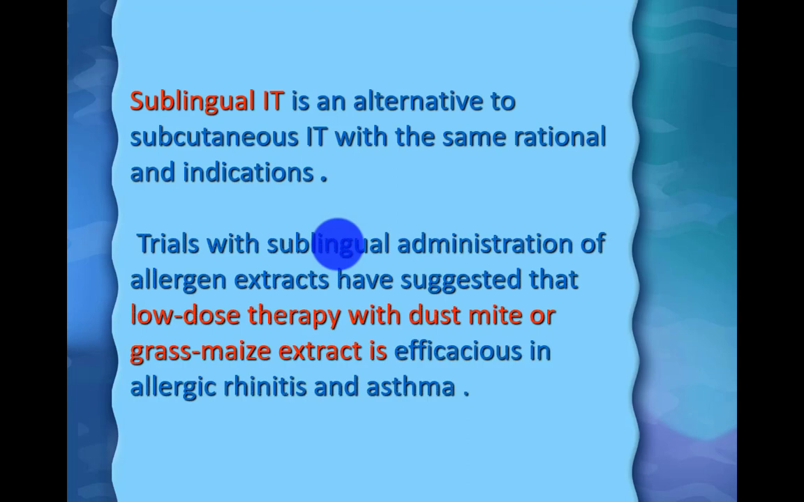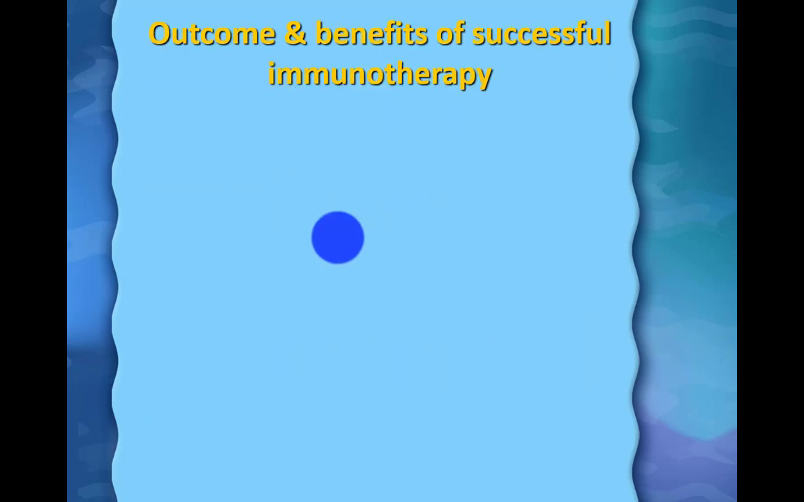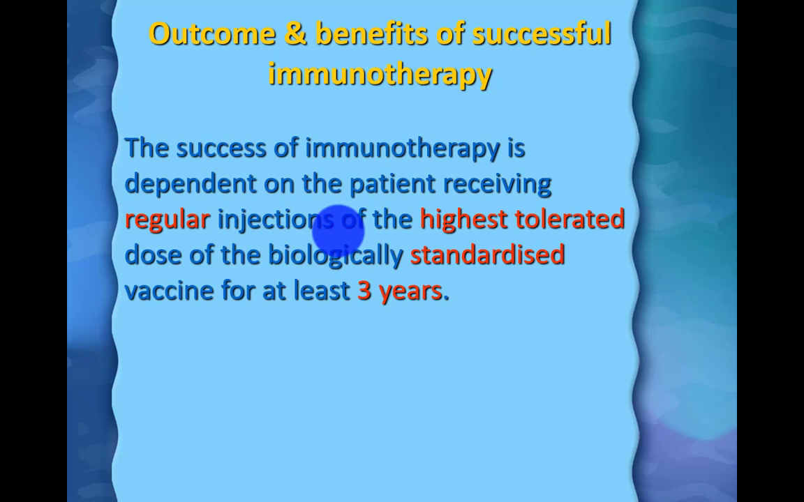Sublingual IT is an alternative to subcutaneous IT with the same rationale and indication. Trials with sublingual administration of allergen have suggested that low dose therapy with dust mite or grass or maize extract is efficacious in allergic rhinitis and asthma. Outcome and benefit of successful immunotherapy. The success of immunotherapy is dependent on the patient receiving regular injections of the highest tolerated dose of the biologically standardized vaccine for at least 3 years.